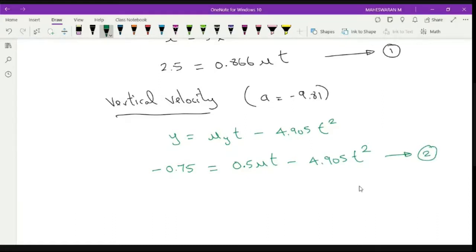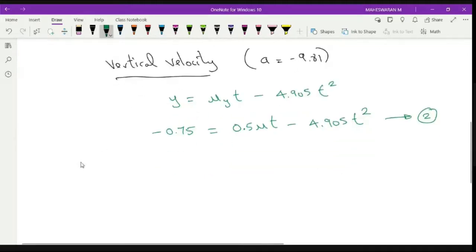Now I have to substitute some values. To identify the time taken, from equation 1 and equation 2, I can eliminate this ut, because from equation 1, ut will be 2.5 by 0.866. I can substitute it here so that I will get only one value, t. We can easily solve, right?